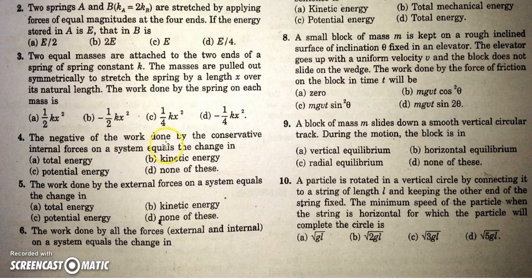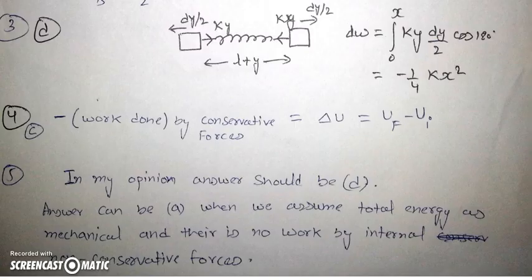Next is: the negative of the work done by conservative internal forces on the system is equal to, we can say, the negative of the work done by conservative forces. They need not be internal. So the work done by conservative forces with a negative sign is nothing but the change in potential energy. Basically, it is the definition of potential energy.